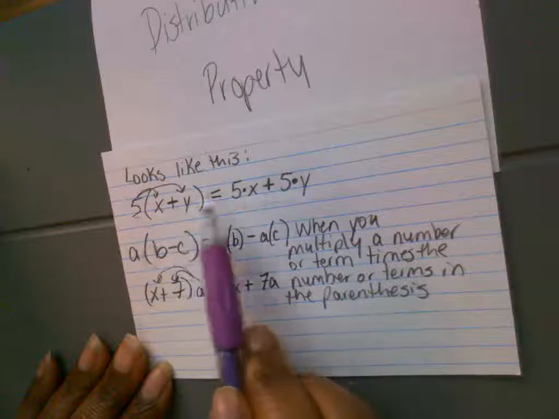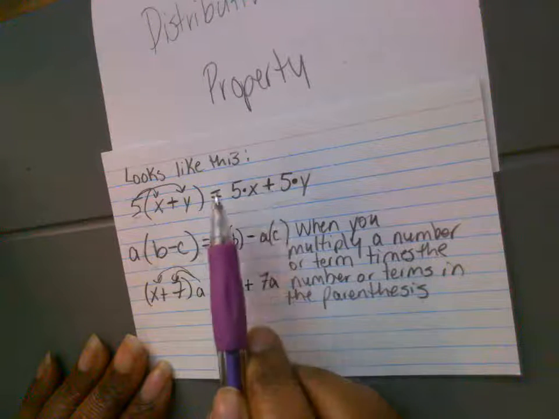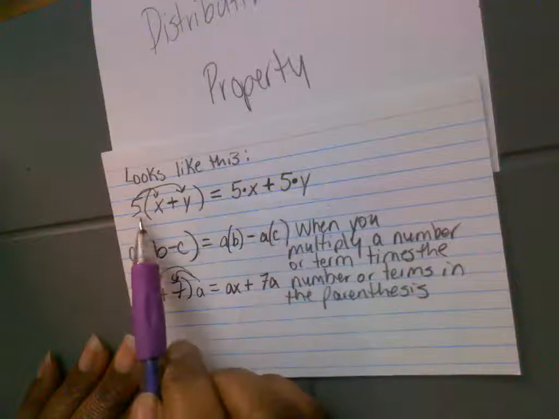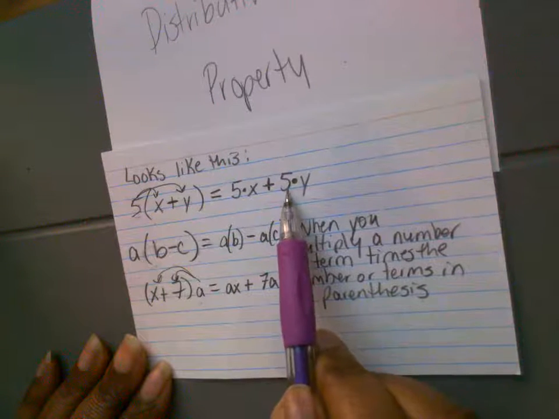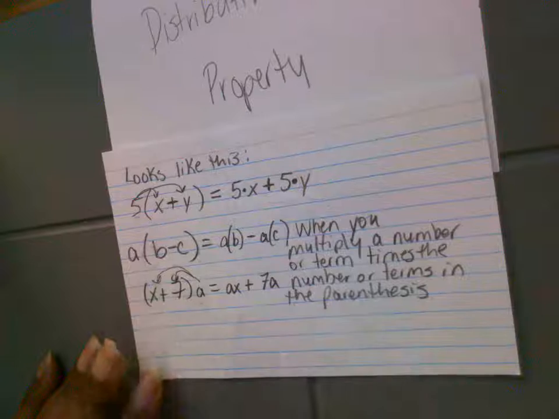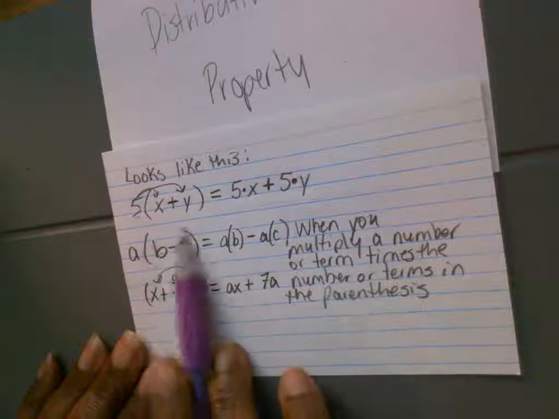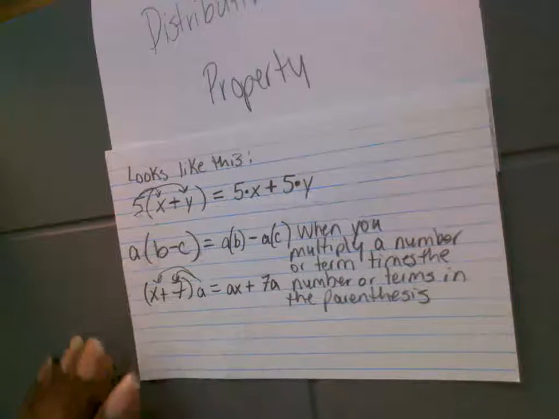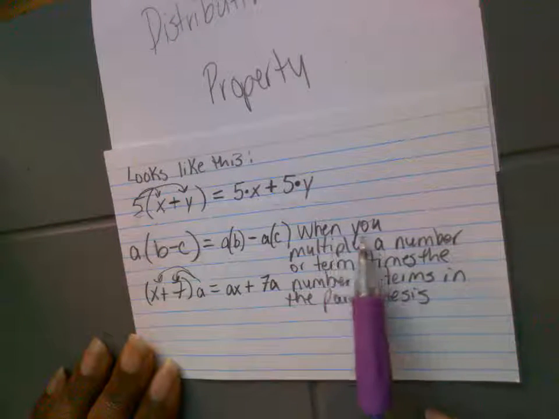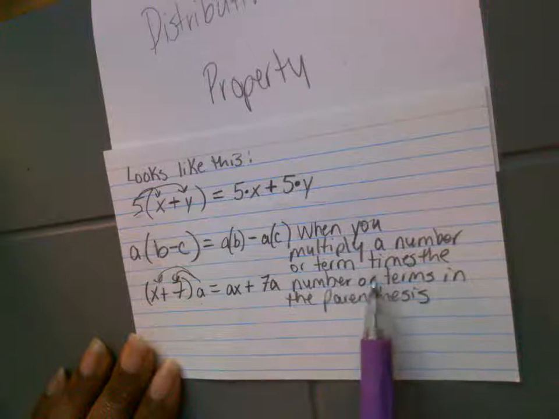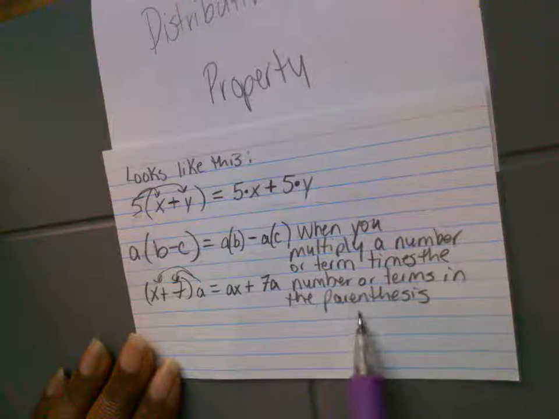It could be a plus sign or it could be subtraction. This one happens to be a plus. Then you're going to multiply this 5 times this y. So now what you have is 5y. This is distributive property. You don't have to write down all the examples. You at least need one. So this is when you multiply a number times the number or terms in the parentheses.